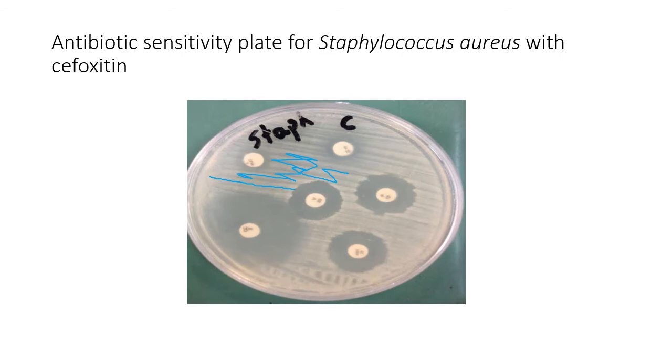Now once the lawn culture has been swabbed, we place the discs on the plate at suitable distances, and then we incubate it overnight. When we open the plate next day, what do we see? We see zones of inhibition. If there are zones of inhibition, it means that the bacteria is susceptible to that particular antibiotic, and we can report that these are the drugs which can be given to the patient.